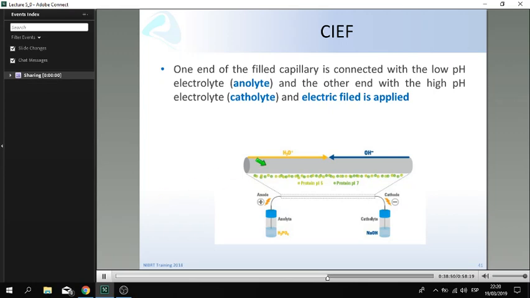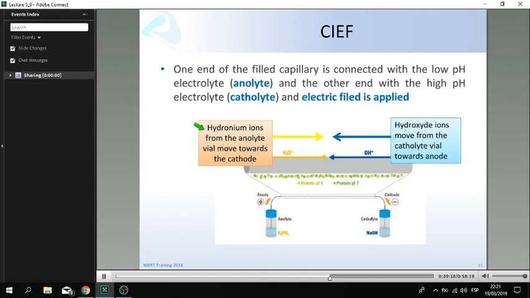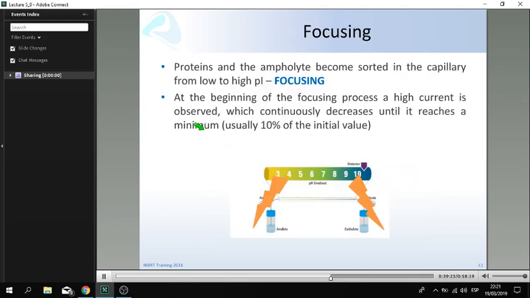And then one end of the capillary is connected with the low pH electrolyte or anolyte, and the other end of the capillary is connected with the high pH electrolyte or catholyte. So something like maybe phosphoric acid, and then you have sodium hydroxide. And then you apply electric field. So now you have everything, and you apply electric field. Hydronium ions from the anolyte will move towards the cathode, and hydroxide ions from the catholyte will move towards the anode. And as they are moving, they will start sorting all of your proteins and your ampholytes.